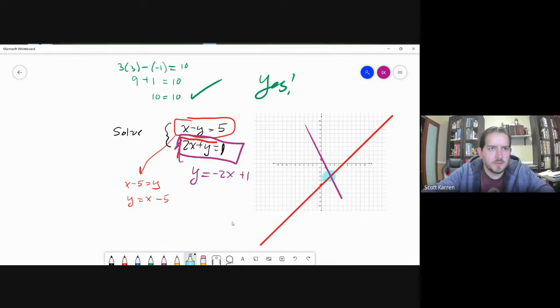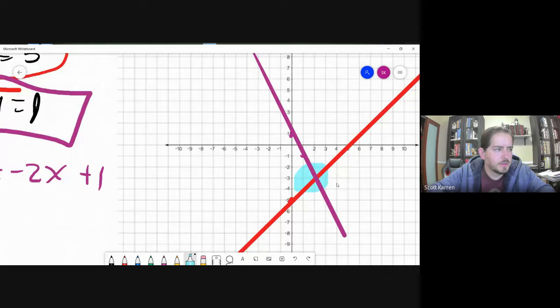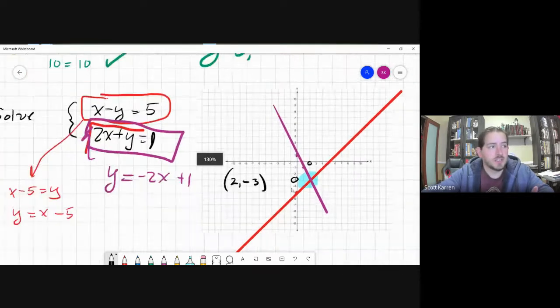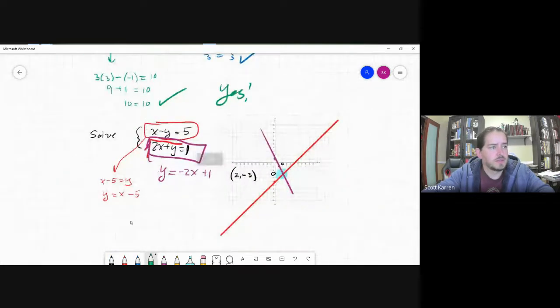And by the look of it, let me maybe zoom in a little bit. Yeah, that's better. They intersect at x equals 2 and y equals -3, it looks like. So my solution would probably be 2, -3. Right? Let's double check to make sure that we're right. So I'm going to check in this system.